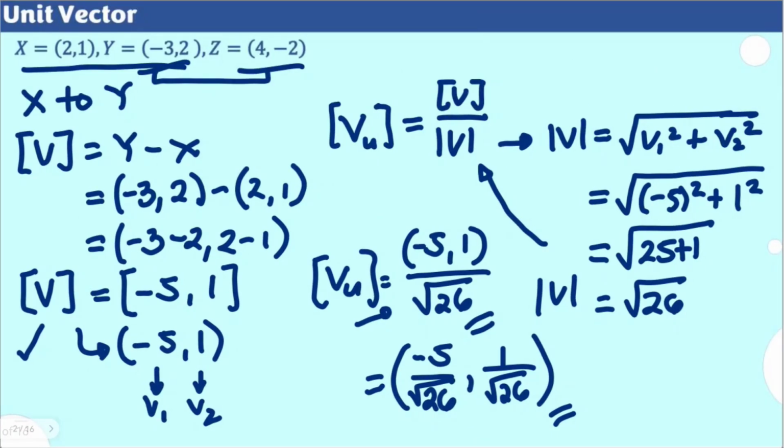Okay, as for the unit vector for the line passing through points x and z, I'll be leaving that to you as your exercise. Just simply duplicate the process here, and of course, internalize all the necessary processes.